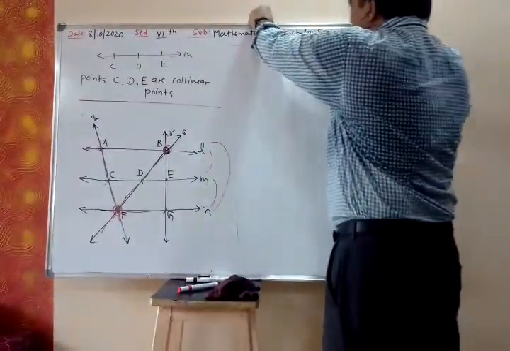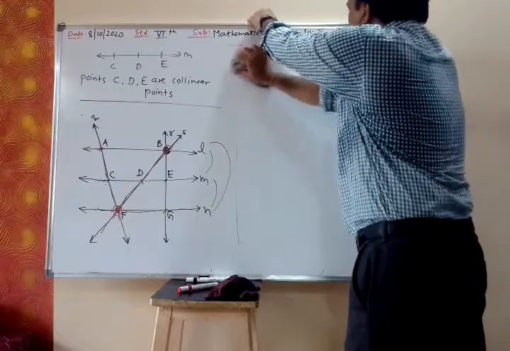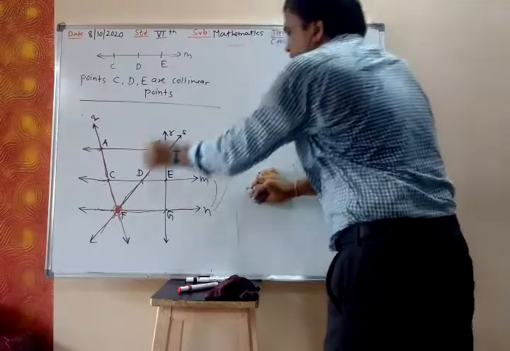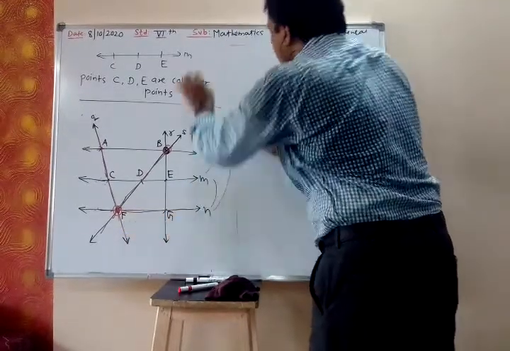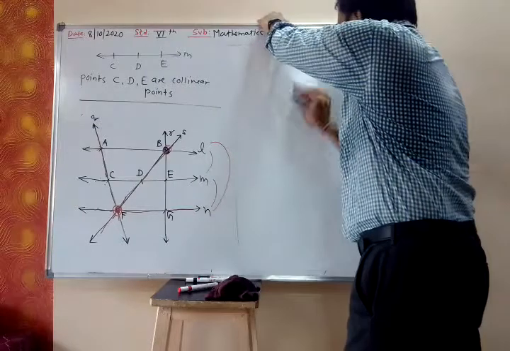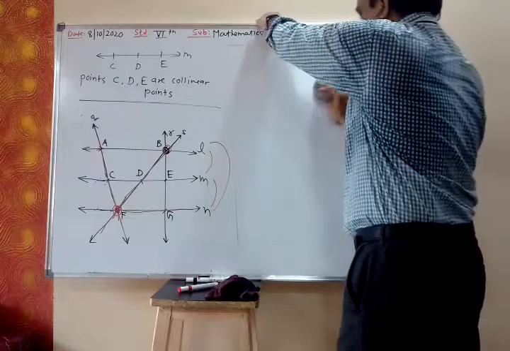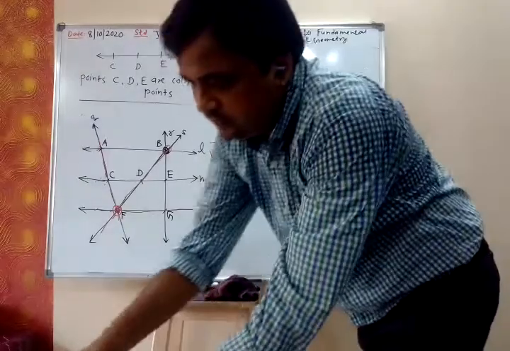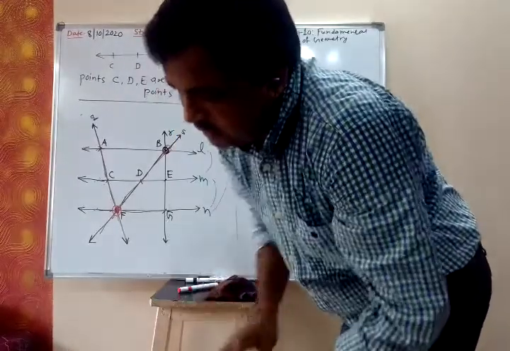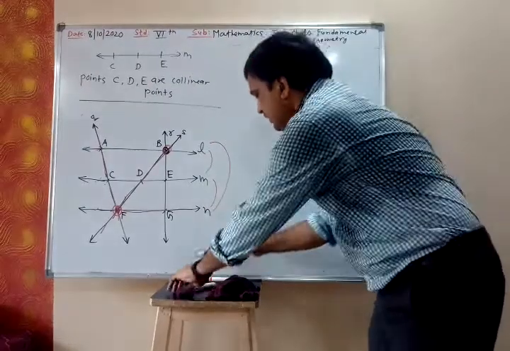So collinear points means 3 or more points. On the line N there are 2 points. We cannot say F and G are collinear, because we talk about collinear points with respect to 3 or more points. Now we will see the lines whose point of intersection is E.